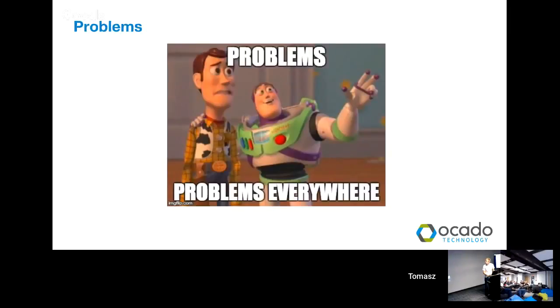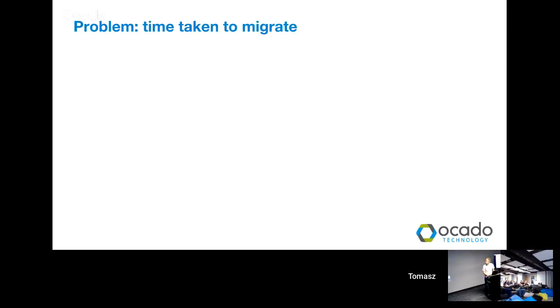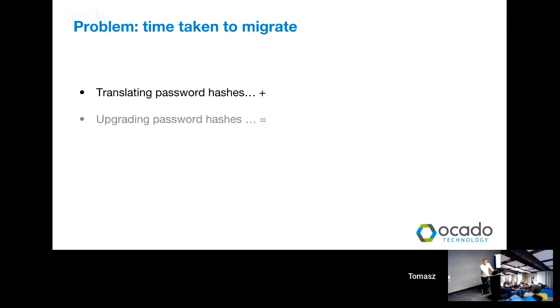Very important thing. Okay, and this wouldn't be a complete case study without problems, and we had problems, of course. The first problem was time. We computed how much it would take to translate password hashes and upgrade them, and the result was that it would take us 30 days. So pretty long process. What we decided to do was minimize the negative impact on user experience.